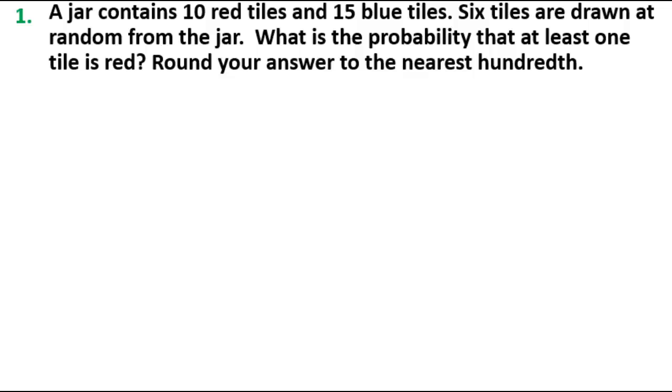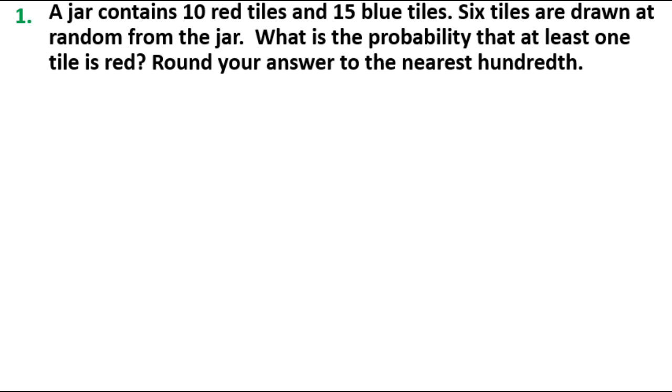With this particular example, we are dealing with probability. This one gets a little bit more complicated. We've got a jar that contains 10 red tiles and 15 blue tiles. And then we're going to be selecting 6 of these tiles, randomly from this jar. And it's asking what's the probability that at least one of the tiles is red.